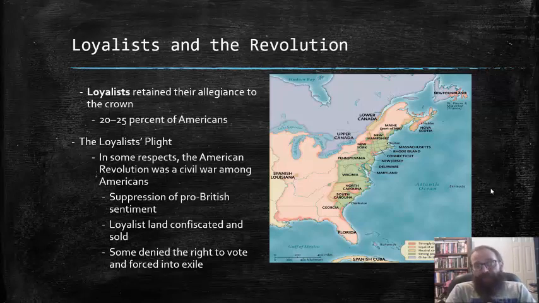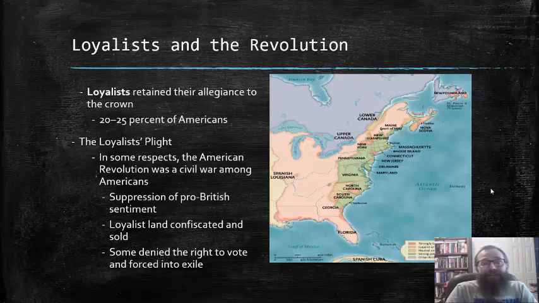In many respects, actually, the American Revolution can be seen as a civil war among Americans, particularly in that southern theater of the war, which saw pro-British and pro-patriot militias clashing rather frequently. During the Revolution, there was intense suppression of pro-British sentiment, particularly by groups such as the Sons of Liberty, who attempted to police the colonies and reduce the British sentiment and increase pro-patriot sentiment at the time.